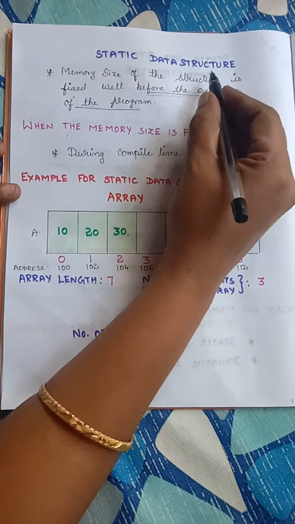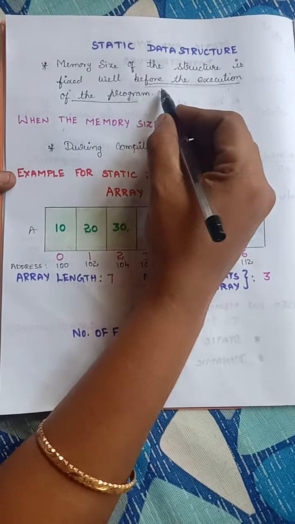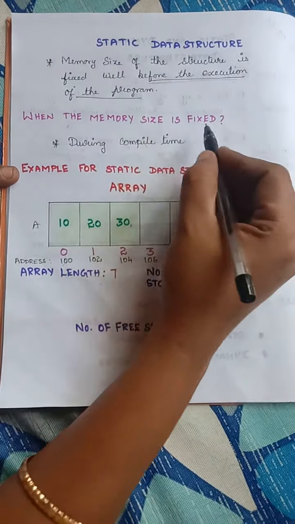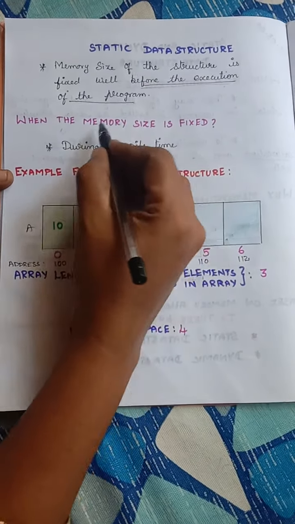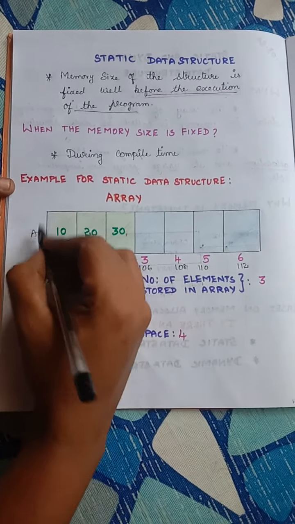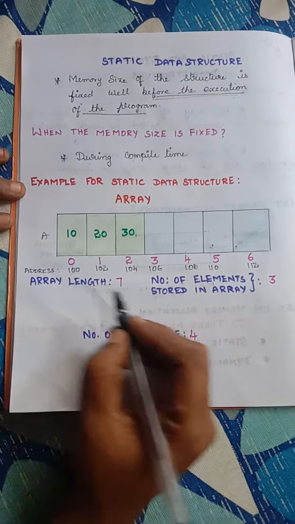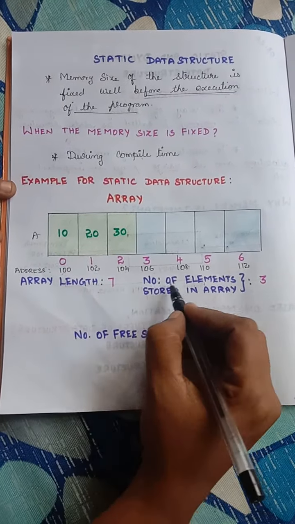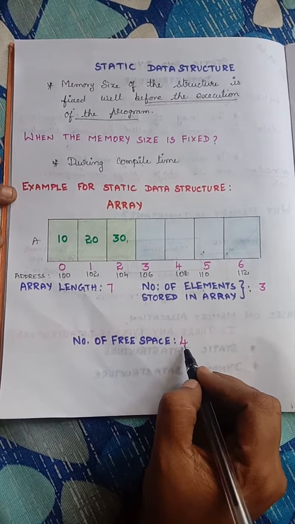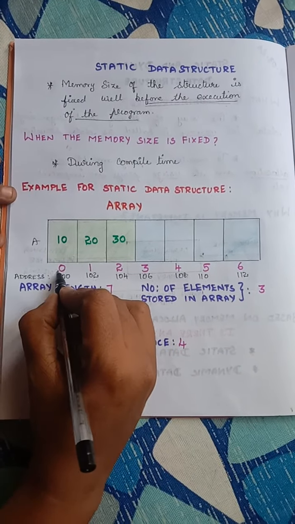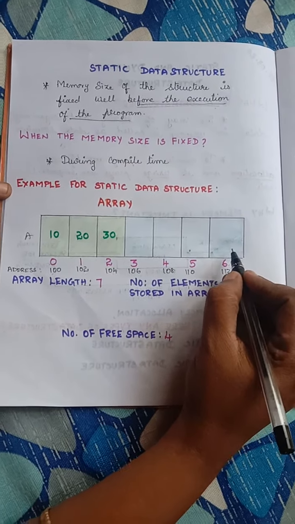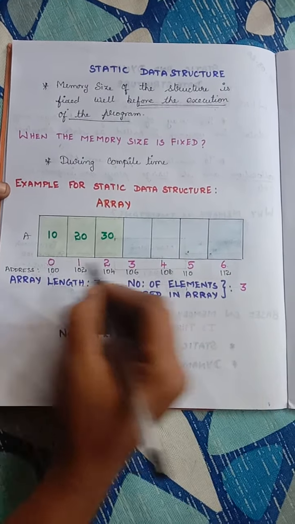Static data structure means allocation of memory happens before the execution of the program. That is, when the memory size is fixed, then during the compile time the memory size gets fixed. An example for static data structure is an array. Let me consider this array A, where the array length is 7, the number of elements stored in the array is 3, and the number of free spaces is 4. So the array starts from 0 and it ends at 6, since it has 7 locations to store values.